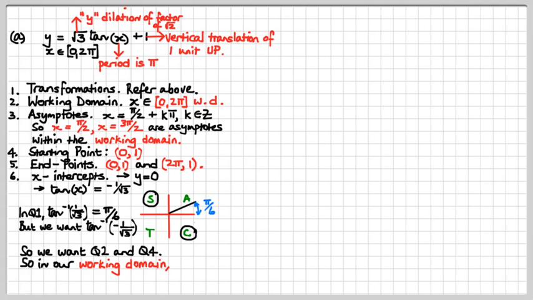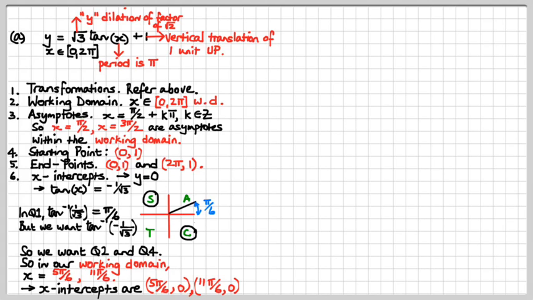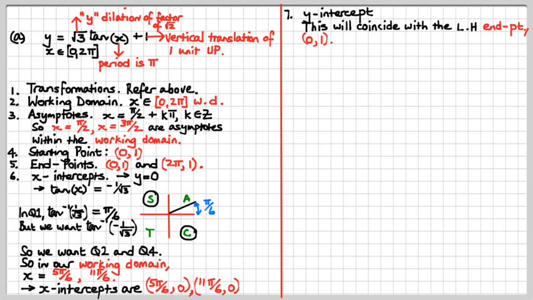So in our working domain, guys, what angles do we have in quadrant 2 and 4 which qualify from 0 to 2 pi for the basic pi on 6 value in quadrant 1? Yeah, they're 5 pi on 6, which is your quadrant 2 value, and 11 pi on 6, which is your quadrant 4 value. So the x-intercepts are going to be 5 pi on 6 and 11 pi on 6. And I've written them there as coordinate points for you. Okay, now the y-intercept, that means x is 0. That'll actually coincide with the left-hand endpoint. That is the y-intercept, so that's going to be (0, 1).